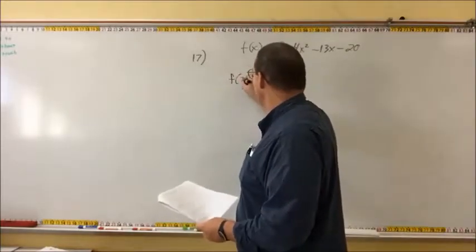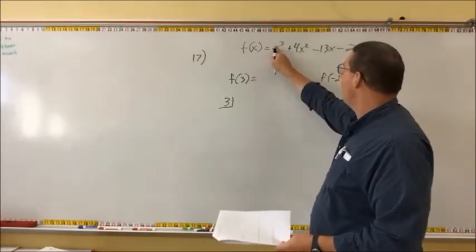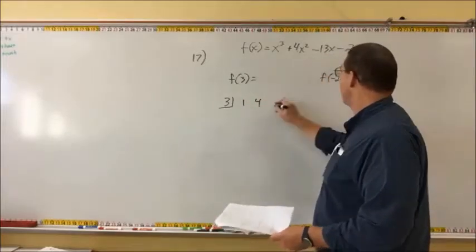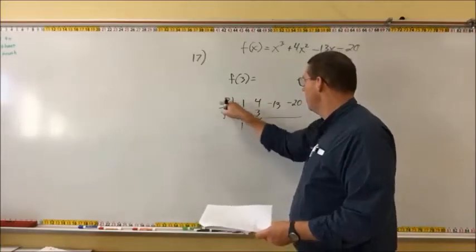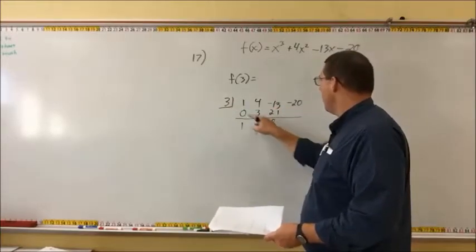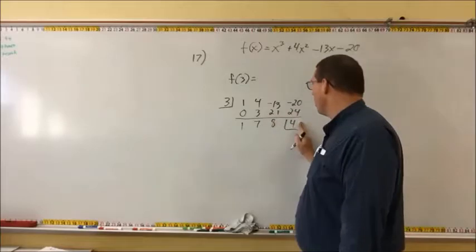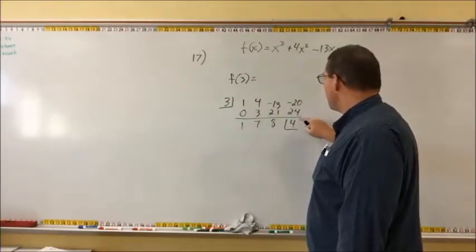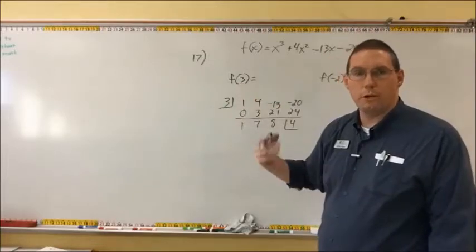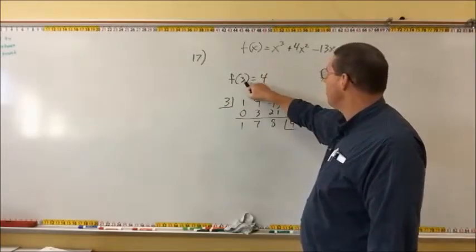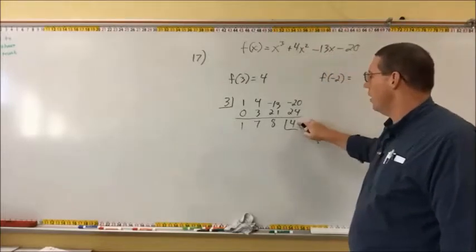So it says, what is f of 3? And then it says, what is f of negative 2? So for 3, we're just going to put 3 in the half box. We've got a 1, a 4, a negative 13, and a negative 20. We're going to do synthetic division. 1 plus 0 is 1, times 3 is 3, plus 4 is 7, times 3 is 21, minus 13 is 8. 8 times 3 is 24, minus 20 is 4. And the remainder theorem says that the remainder from synthetic division is the answer you would get if you were to plug this number into the function itself. So the output value when you plug in a 3 up here is 4. And if you want to check it, you can use a calculator and plug it in, and you'll get 27 plus 36 minus 39 minus 20, and it'll equal 4.